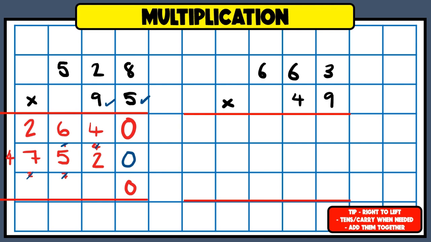Let's have a look. 4 add 2 is 6. 6 add 5 is 11. 2 add 7 is 9, plus the 1 is 10. 0 there, 1 next. And 4 add 1 is 5. So my answer for this one is 50,160. So for the second one, we have 663 times 49.